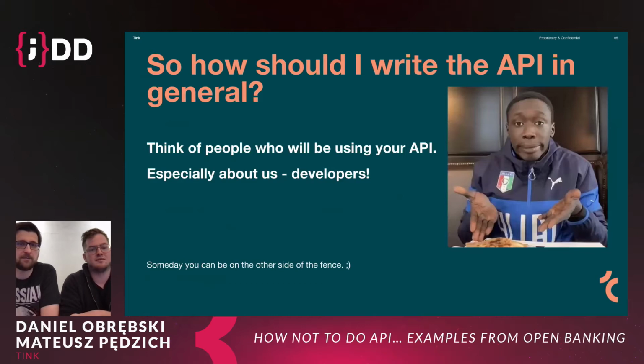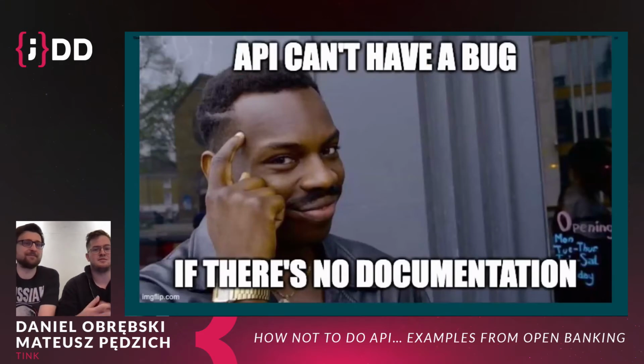And again, how should I write an API in general? Maybe the most important rule, I would say, think of the people who will be using your API, especially us developers, but also remember the end user, because we don't try to be bad guys here. We just want to do our work properly, and we are eager to help, but we need cooperation. And remember that someday you can be on the other side of the fence. So yeah, an API can't have a bug if there is no documentation.